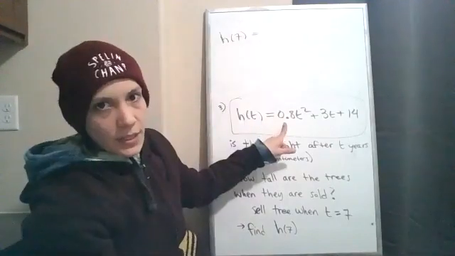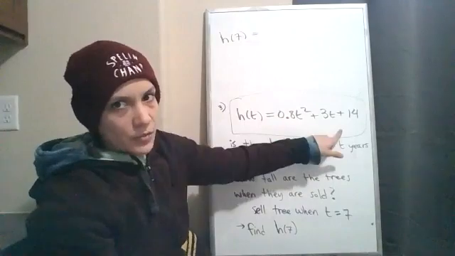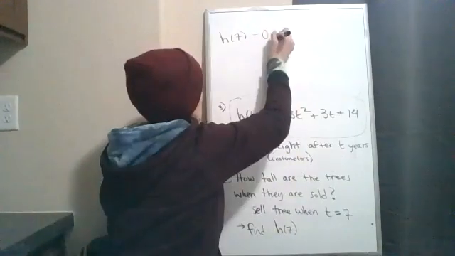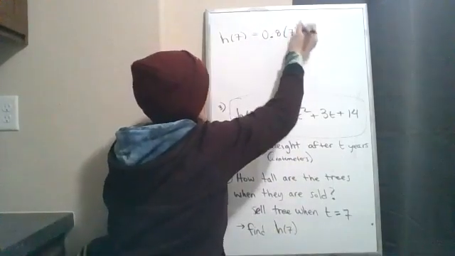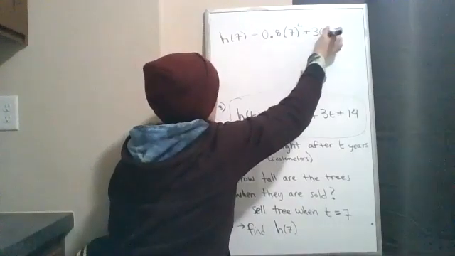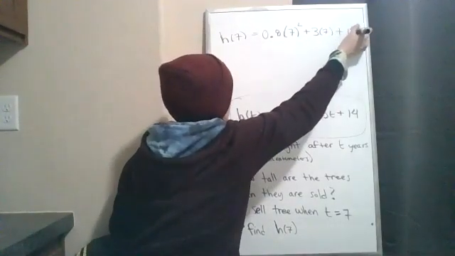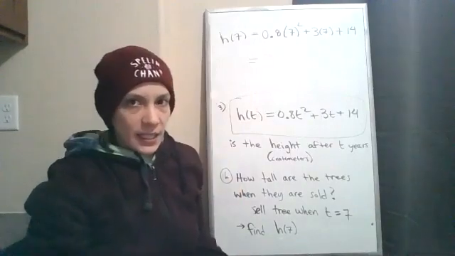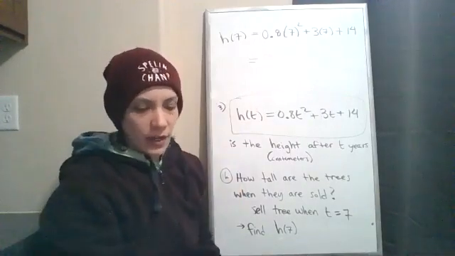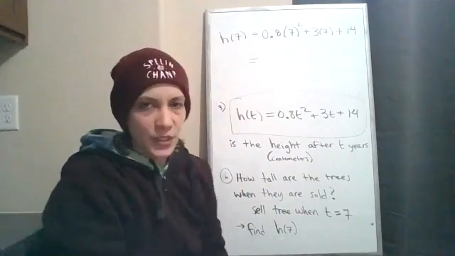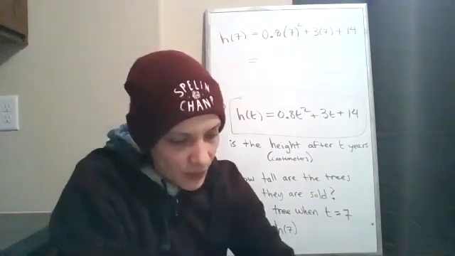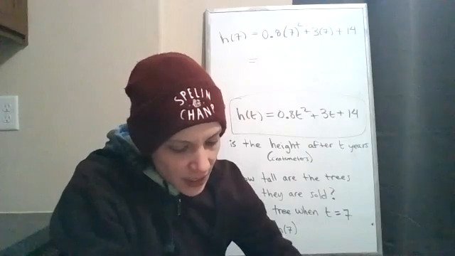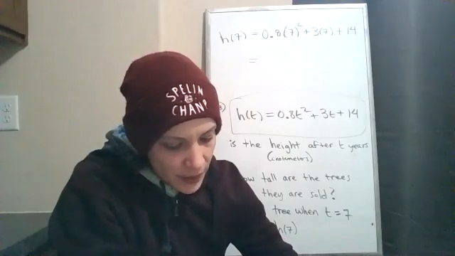Okay, 0.8 times 7 squared plus 3 times 7 plus 14. And I used a calculator. I like the Desmos Scientific Calculator. It's a free online calculator. It gave me 74.2 centimeters.